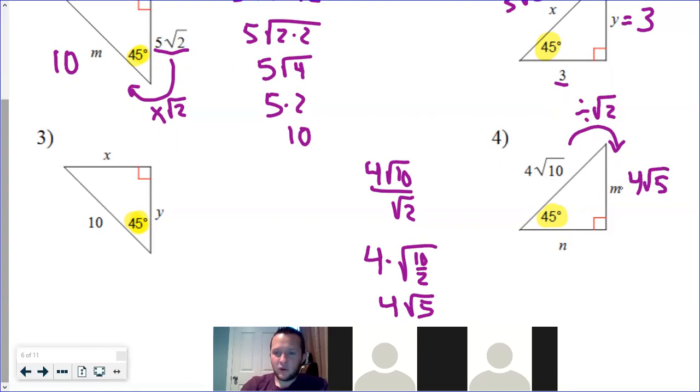And if m is 4 square roots of 5, then n is also 4 square roots of 5, because it's the same distance there. It's an isosceles triangle, okay?